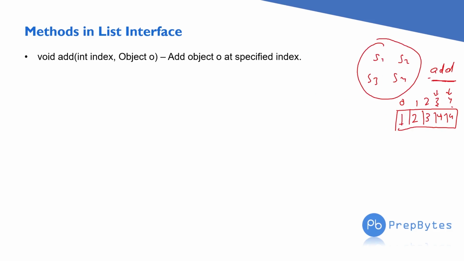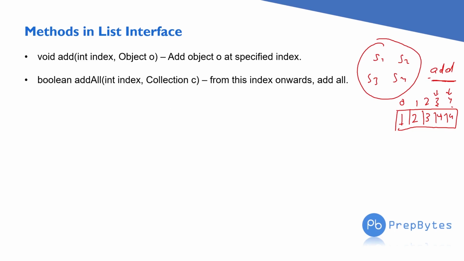This is a method, add(int index, Object o): add object o at the specified index. If you want to add an object at a specified index, we will use this method. The name is the same, add, but we have these two parameters. The first is an index parameter, at what position you want to insert the object. The next method is addAll. If you want to add a whole collection from this index onward, you will also specify the index and the collection.